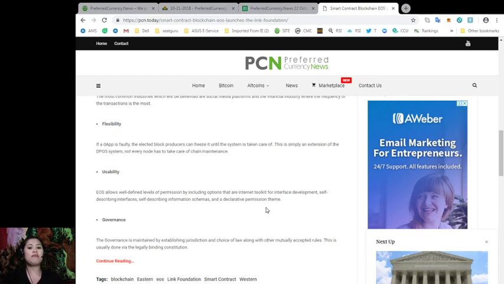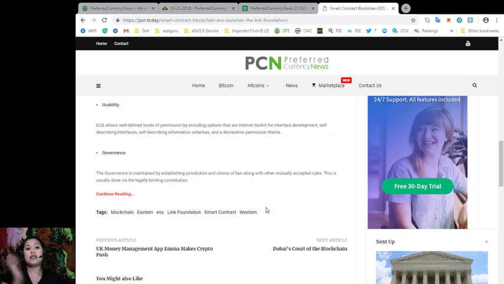Also, one of the features that makes EOS a very good blockchain is its usability. EOS allows a well-defined level of permission by including options such as an internet toolkit for interface development, self-describing interfaces and self-describing information schemas, and a declarative permission scheme. And last but not least, its governance. As is well known, EOS is the first ever governed blockchain system, and the governance is maintained by establishing jurisdiction and the choice of law along with other mutually accepted rules. This is usually done via a legally binding constitution.